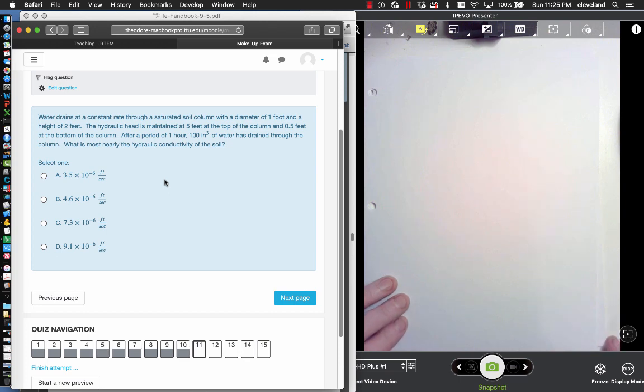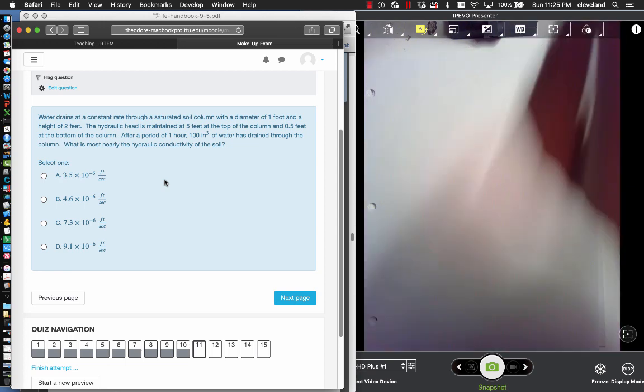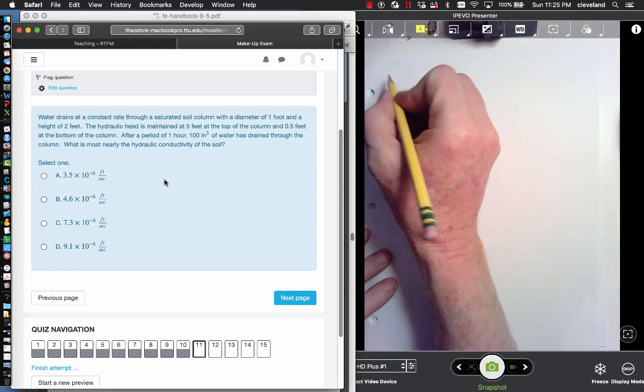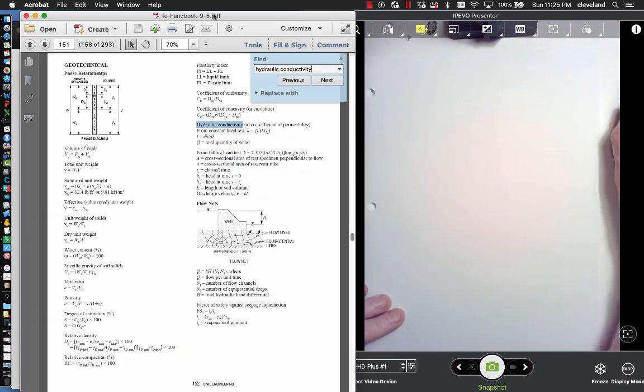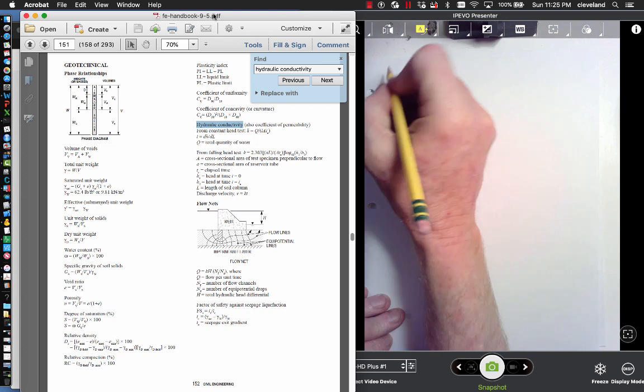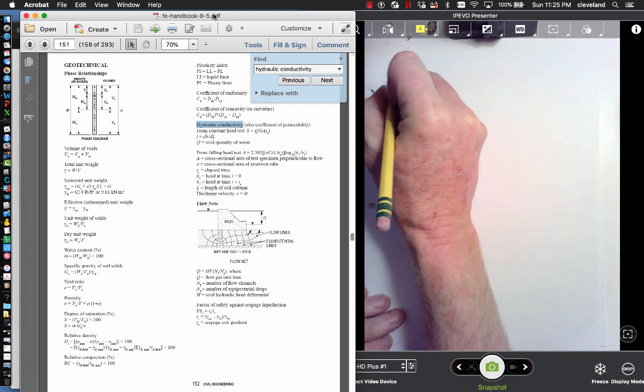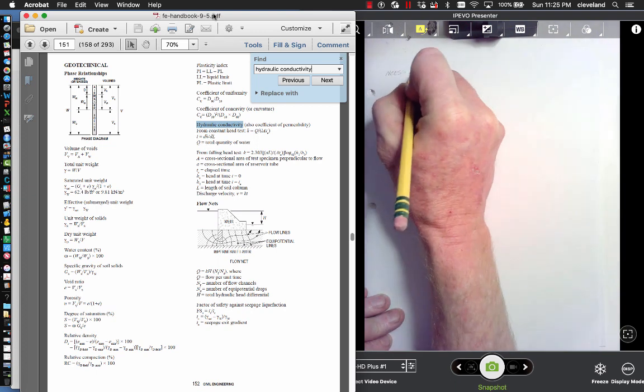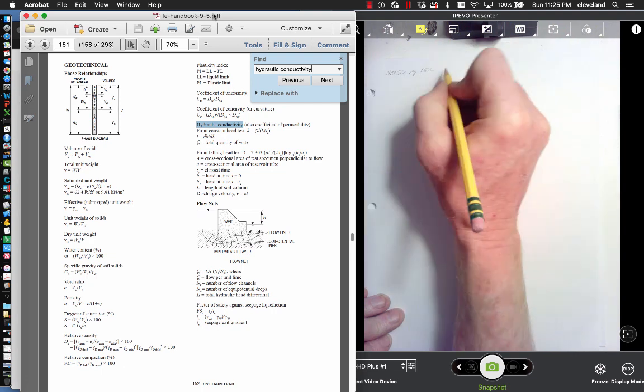After 1 hour, 100 cubic inches of water has drained through the column. What's the hydraulic conductivity of the soil? We will find that if we search for hydraulic conductivity, it gets us to page 152 in the civil engineering section.